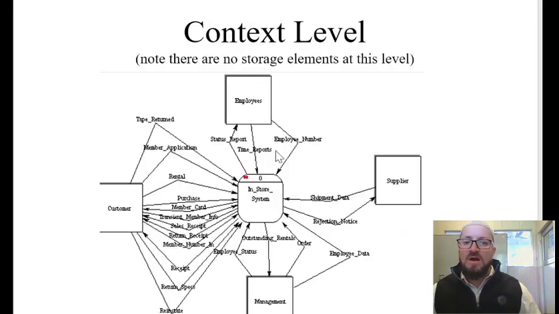Now if you look at this overall thing, that is the context level diagram of the in-store system. In the context level we have the in-store system, and we see the external entities here, and there are no storage elements at this level. Keep that in mind. And we have the data flows. We can have data flows, we can have external entities, and we have a single bubble which is talking about the system.